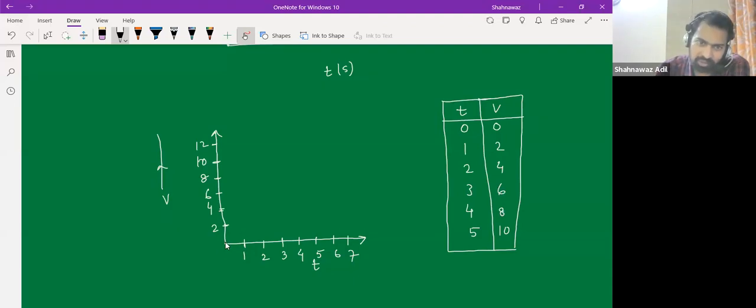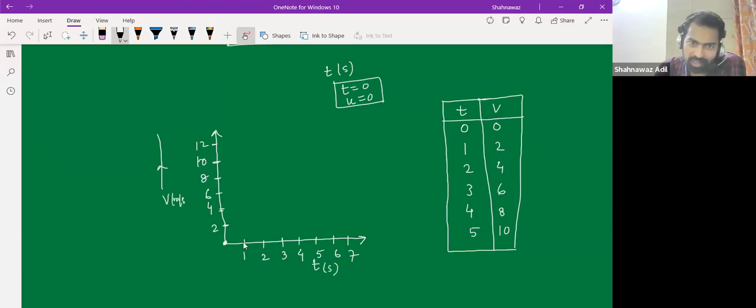So at 0, this is 0. So where is it starting from? It is starting from 0, 0, right? So initial time is 0 and initial velocity is 0. So it is starting from here. Now at time equals 1 second, this is in seconds and this is in meters per second. So at time equals 1 second, my speed has become 2 meters per second. So this is this point.